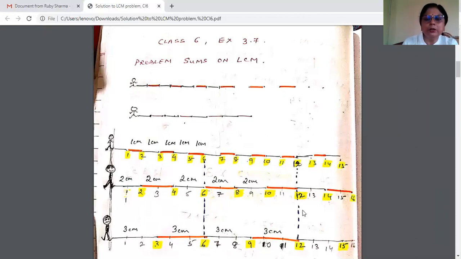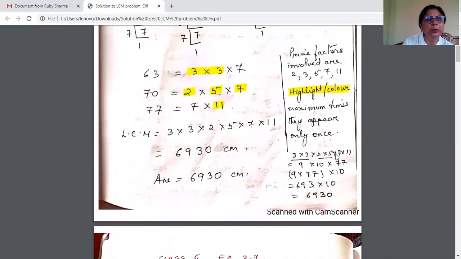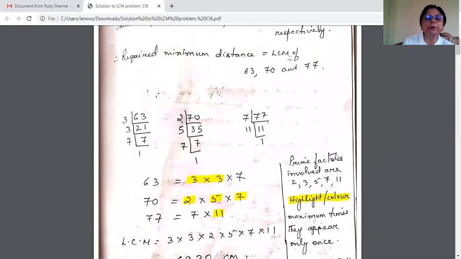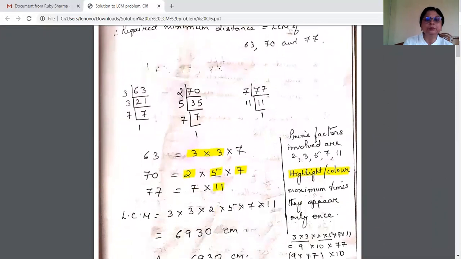Next, they will be covering at 12 centimeters. So are you observing when the three persons move together, when they will complete the same step and cover the distance in complete steps? The minimum distance will be the minimum common multiple, that is the LCM. So you write the statement in this manner, and then how do we find the LCM? By prime factorization, just a revision recap.